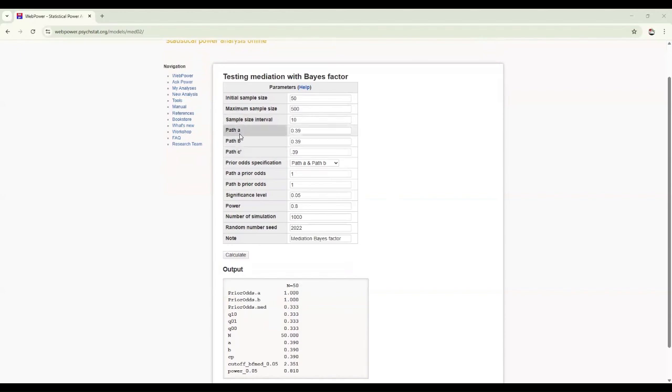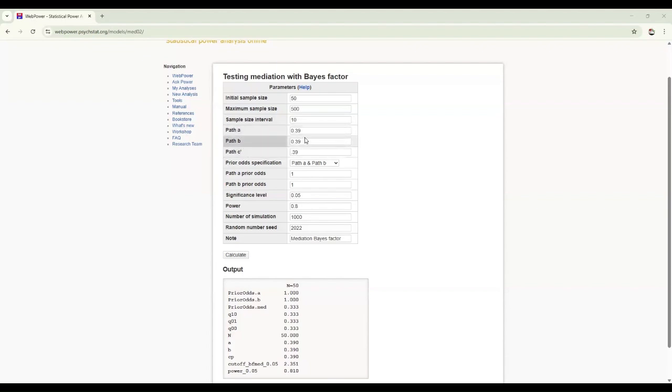And so, path A, path B, path C prime. If you have watched the other video about the general concepts of a mediation model and the paths in a mediation model, you should already be familiar with what they mean. But if not, let me briefly explain. Path A is the standardized effect of your IV on your mediator. Path B is the standardized effect of your mediator on your DV, and path C prime is the standardized effect of your IV on your DV when accounting for the effects of the mediator on the DV.